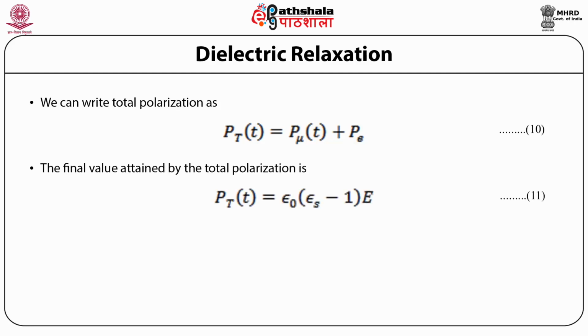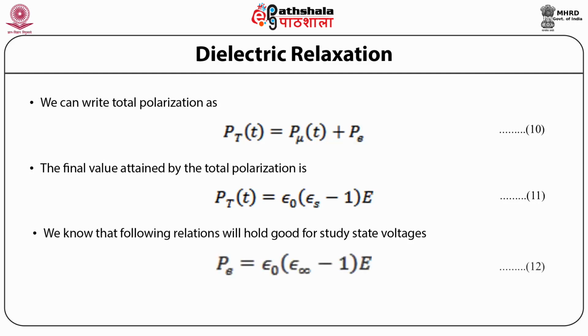The final value attained by the total polarization is P is equal to epsilon 0 into (epsilon s minus 1) into E, and we know that the following relation will hold good for steady state voltages: P is equal to epsilon 0 into (epsilon infinity minus 1) into E, where epsilon s and epsilon infinity are the dielectric constants under direct voltage and at infinity frequency respectively. We further note that Maxwell's relation gives epsilon infinity is equal to n square.